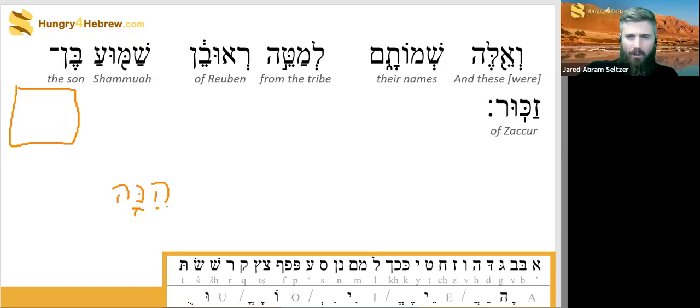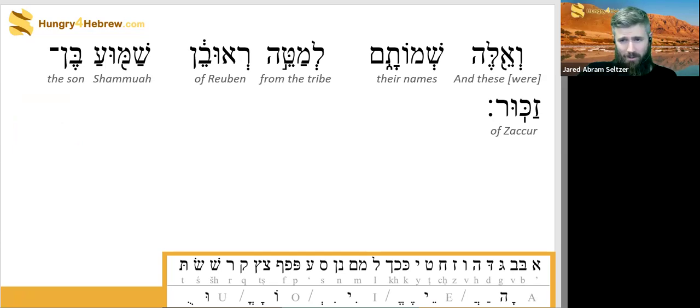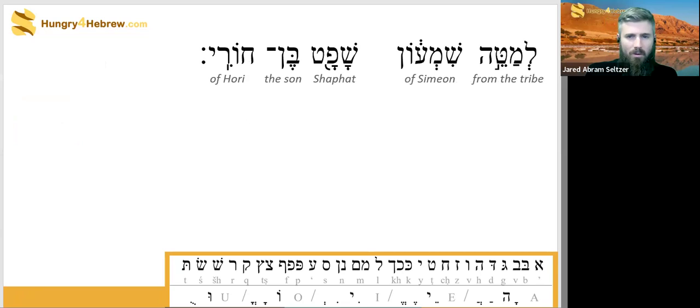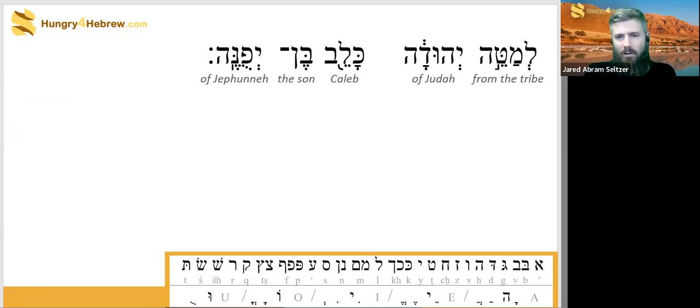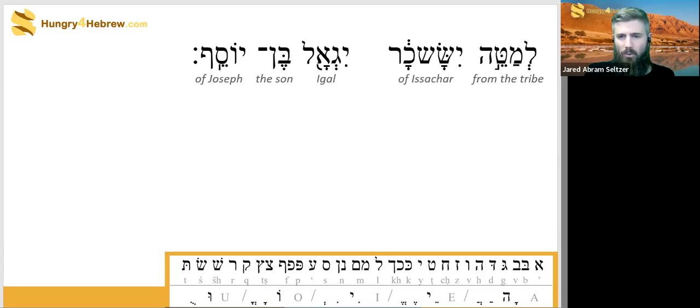Now, it looks like we're getting into the names of each of the men that went. This is terribly interesting, but I'm afraid we're going to skip over it and move to something more interesting later on in the narrative. So, from Reuben, we get Shamua son of Zakkur. From Simeon, we get Shaphat son of Hori. From Judah, we get Caleb son of Yefuneh. He's a well-known one.